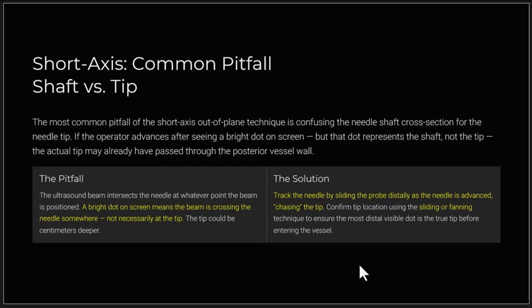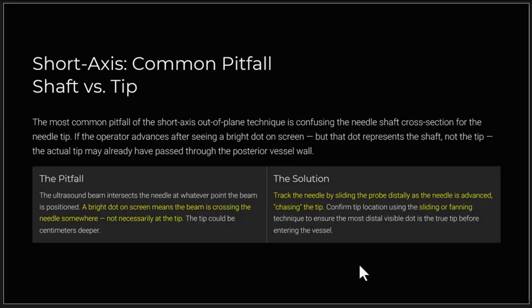So what is the solution to this common pitfall? You need to track the needle very patiently by sliding the probe distally as the needle is advanced. And in effect, you're chasing the tip of the needle. And I'm going to show you a video demonstrating this in just a moment. So if you identify the needle and then advance the probe, find the needle, advance the probe, find the needle, you will be very successful in this technique.